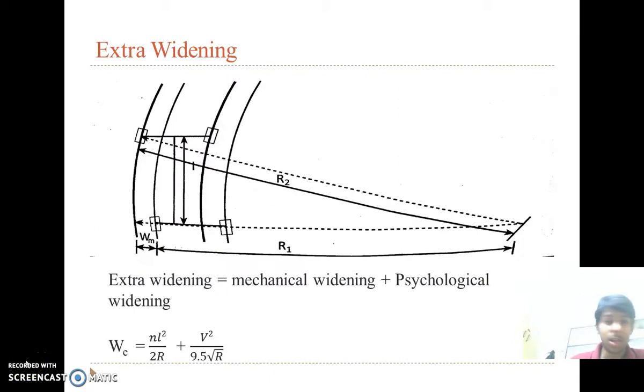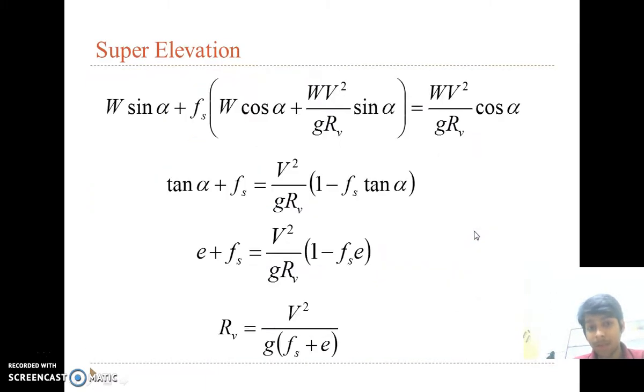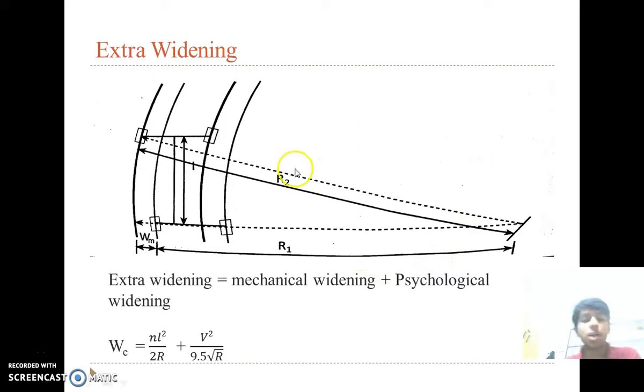Now come on to the extra widening. So friends, I have shown you one figure earlier, which is this figure. You can see that this is the extra width of a road provided on the curves. Why we are providing this, we will learn in this part. The extra width of road is provided because the front wheel of a vehicle can move, it can turn, but the rear wheel will not turn, it goes on the straight line. So why are we providing this?